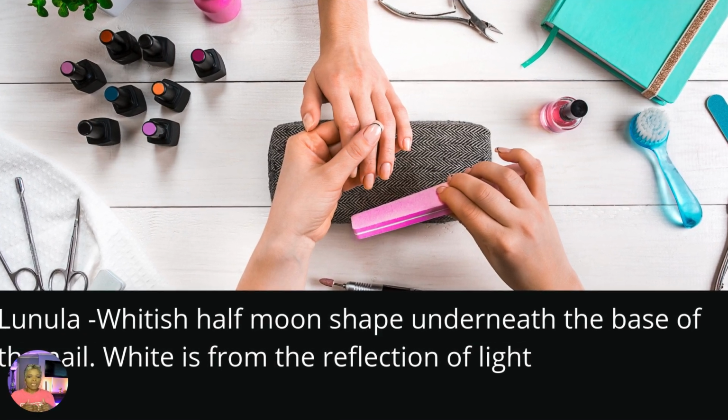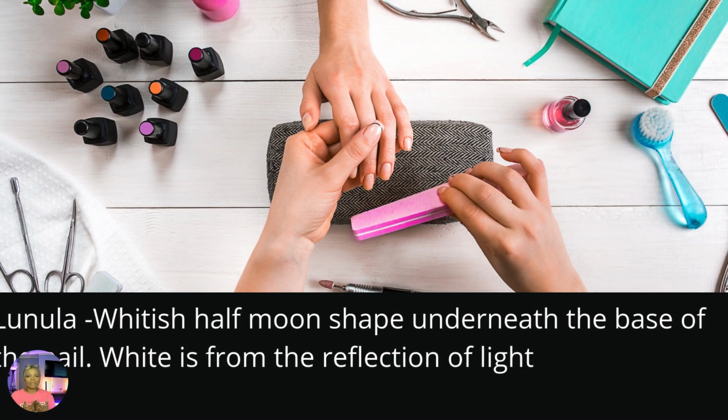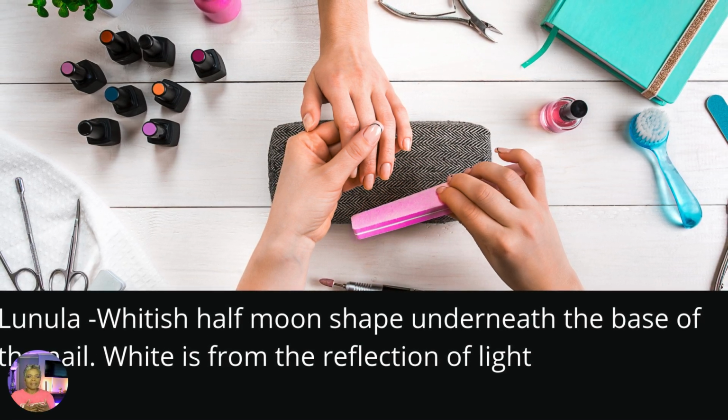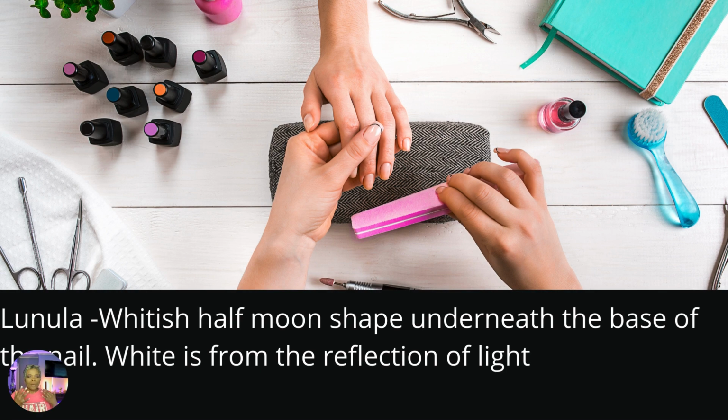So that lunula is that white half moon shape I was telling you about at the base of the nail, where white is white because it's the reflection of the light. If you look at your thumb, you can see it the most there. If you push your skin back, or even if you don't push the cuticle back, you can see a little half moon whitish shape at the base of the nail. That's called your lunula.